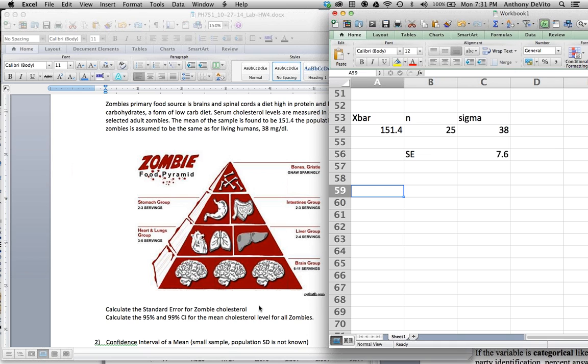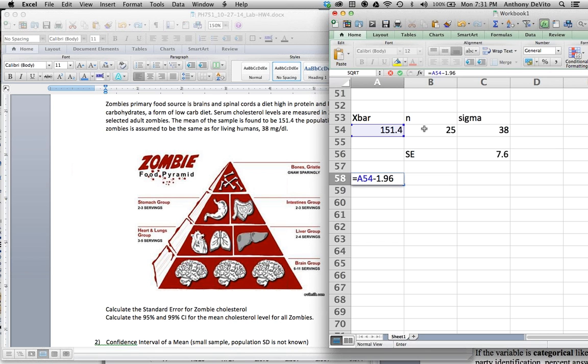Okay, so the first question is calculate standard error for zombie cholesterol. We did that, 7.6. Calculate the 95% and 99% confidence interval for the mean cholesterol level for all zombies. So that's going to be equal to X bar minus, and in this case, since we know the population standard deviation, even though it's a small sample, what am I going to use here? What number? 1.96. I'm going to use Z because we know the population standard deviation. If we didn't know the population standard deviation, I would have used the T-score instead.